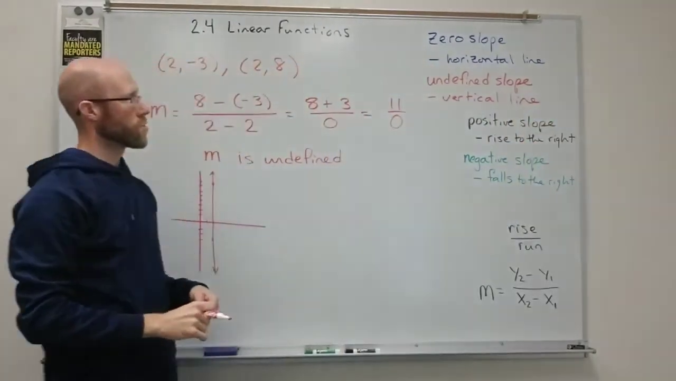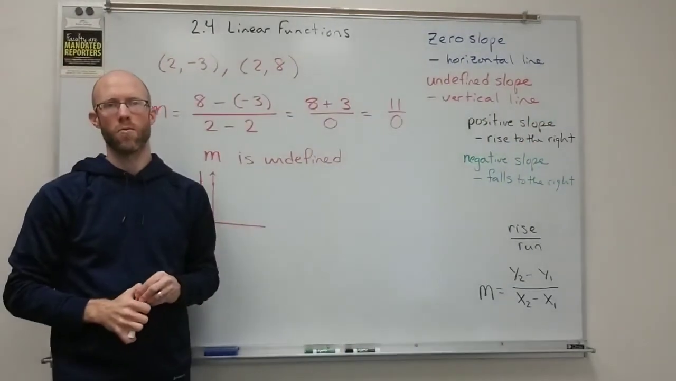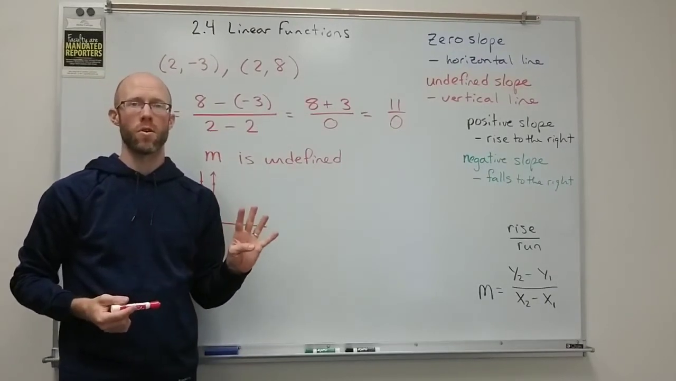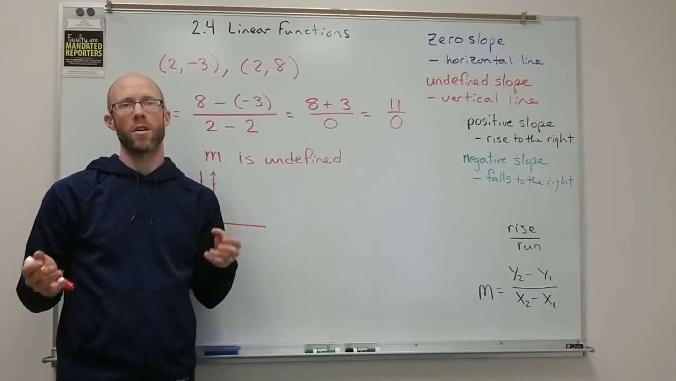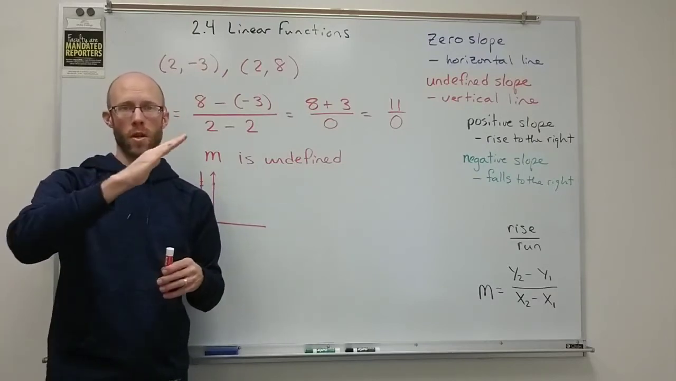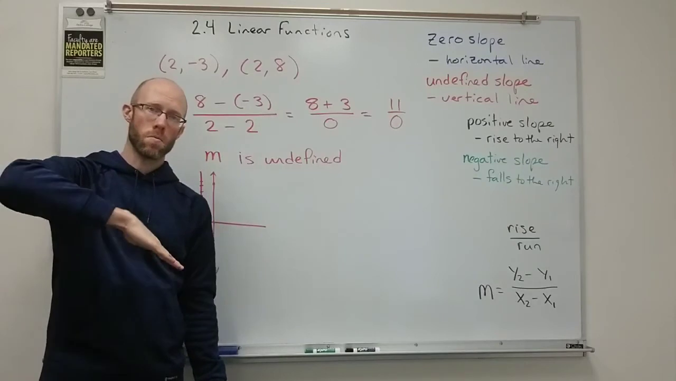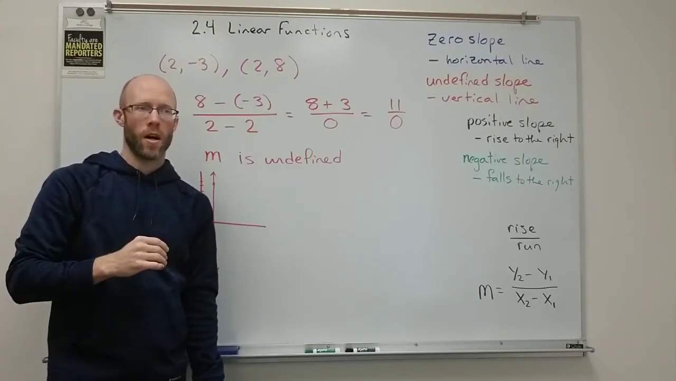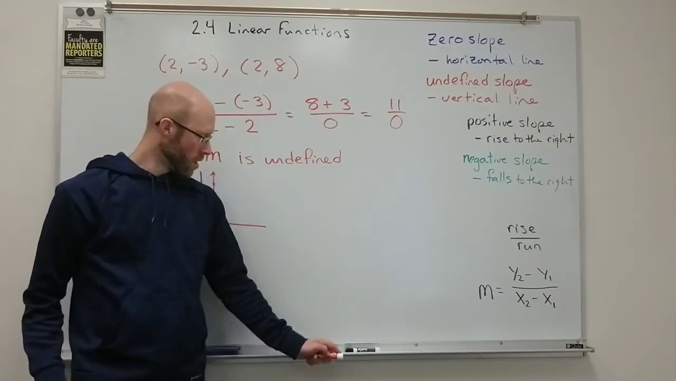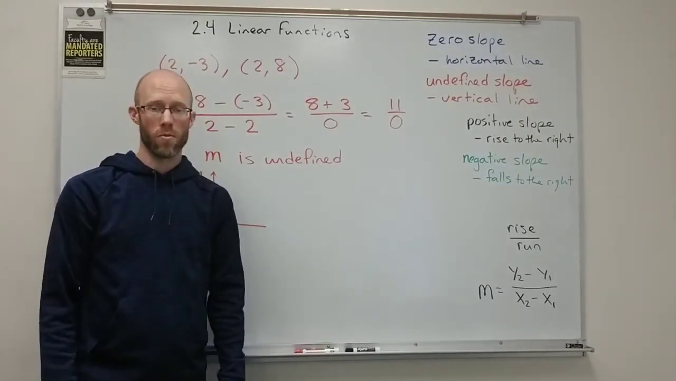Okay, and so that gives us our 4 different directions of a line based upon the 4 different values for a slope. We have positive slopes going up to the right, negative slopes going down to the right, 0 slopes are horizontal, and undefined slopes are vertical. And that should give you your 4 different types.